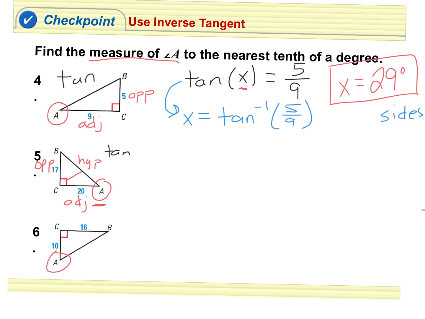Now let's talk about how to set this up again. What do we always write first? Remember we're looking at this? What do we always write first? The smaller number. We use our trig first. What goes with our tangent? What normally goes with it? X. Normally the angle goes with it, but we don't know what the angle is. So I'm going to put X. And then equals, what does tangent equal? Right, opposite over adjacent, which is 17 over 20. Now how do I solve?